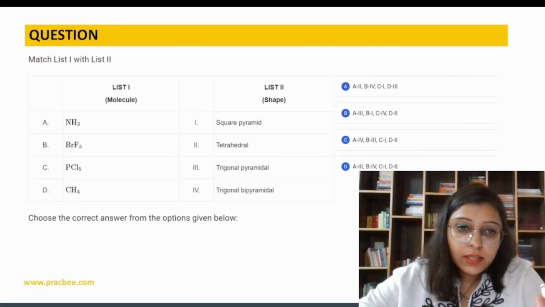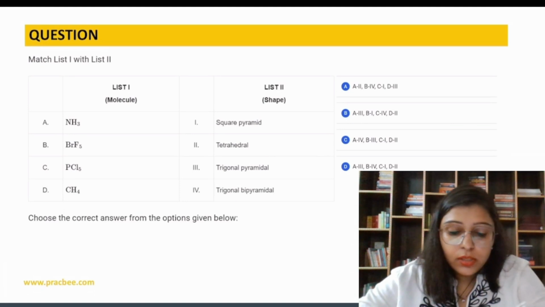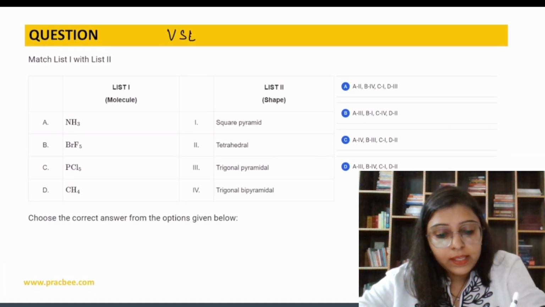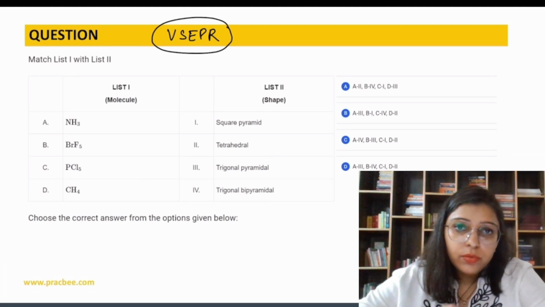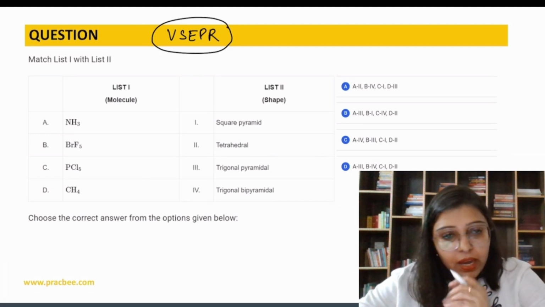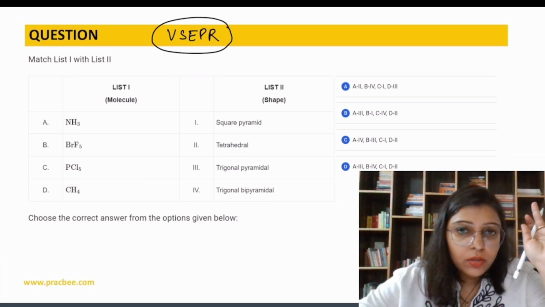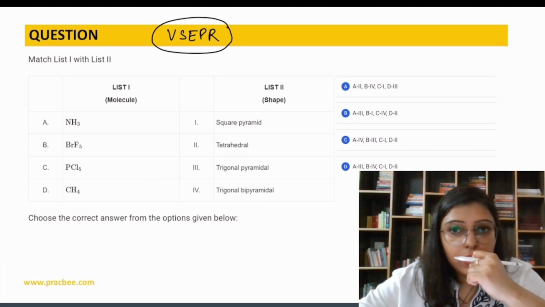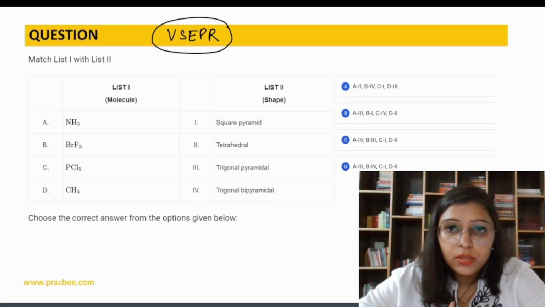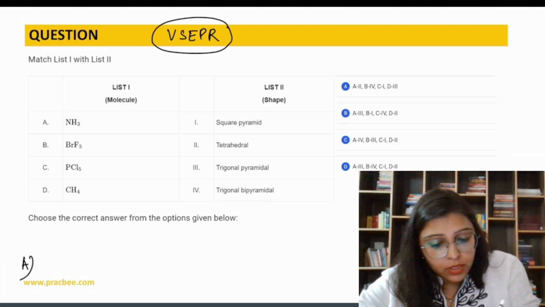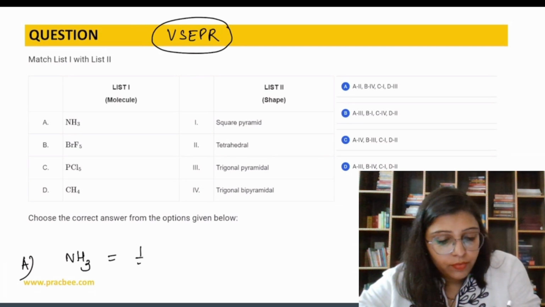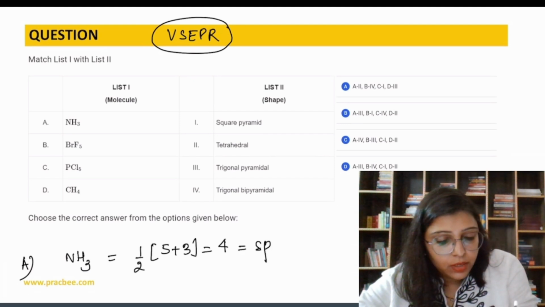Match list 1 with list 2. Okay, so this is a question related to VSEPR theory. In order to find out the correct shape, we have to find out the hybridization first, and we can calculate hybridization using steric number. So option A is NH3. Let's find out the hybridization of ammonia: nitrogen 5, 3 monovalent, so we have 4. So it is sp3 hybridized.